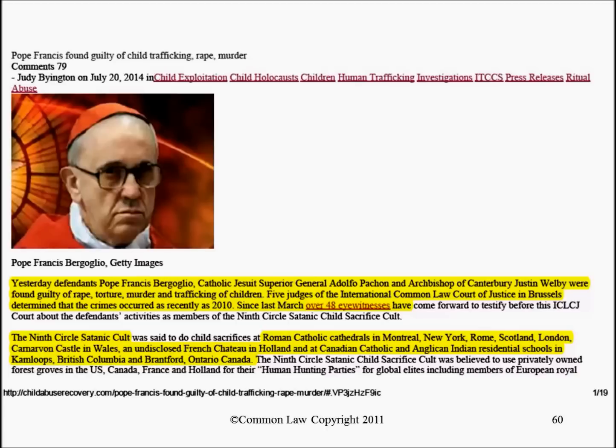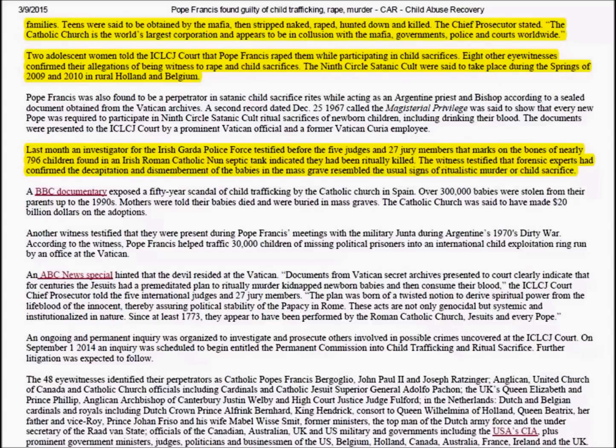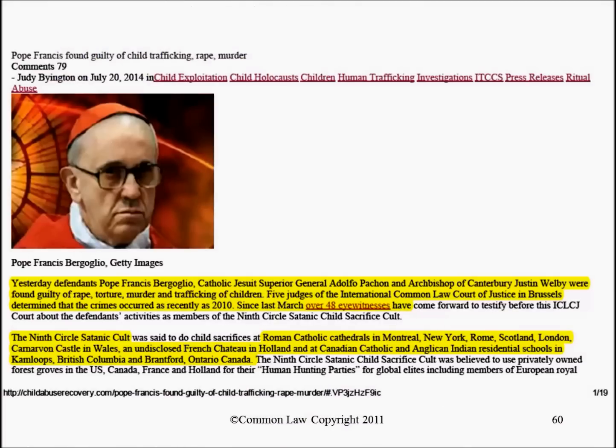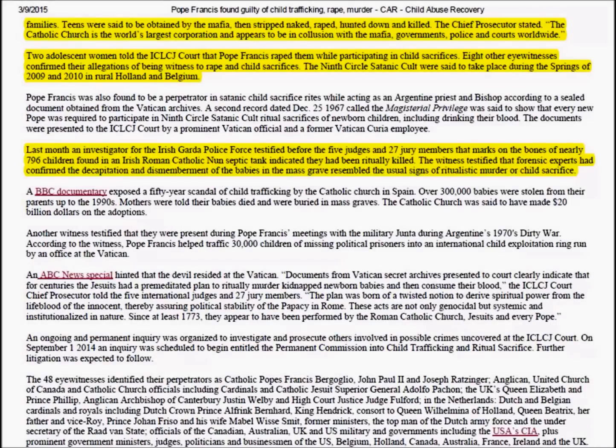The Ninth Circle Satanic Child Sacrifice Cult is believed to use privately owned forest groves in the U.S., Canada, France, and Holland for their human hunting parties for global elites, including members of the European royals. This is taken from childabusrecovery.com. And it's found on the International Common Law Court's website, too. It says global elites, including members of the European royal families. Teens were said to be obtained by the mafia, then stripped naked, raped, and hunted down and killed.